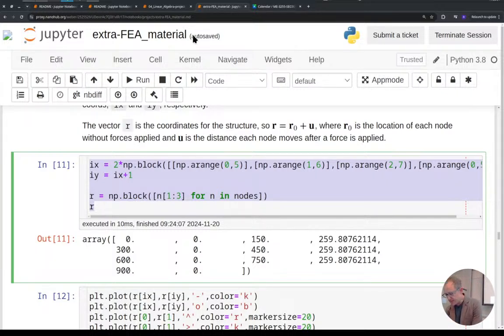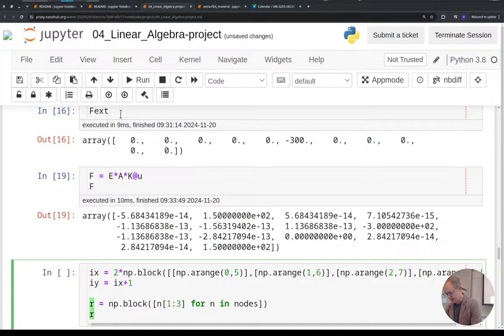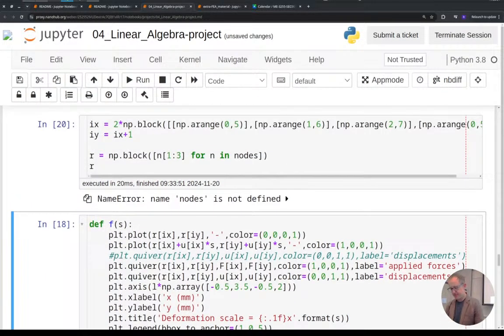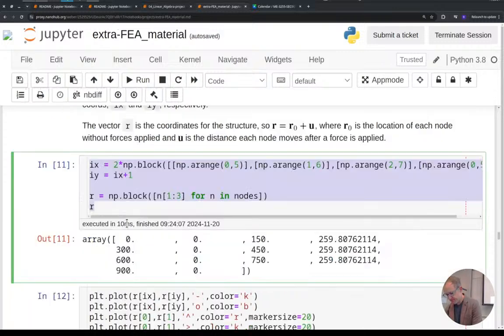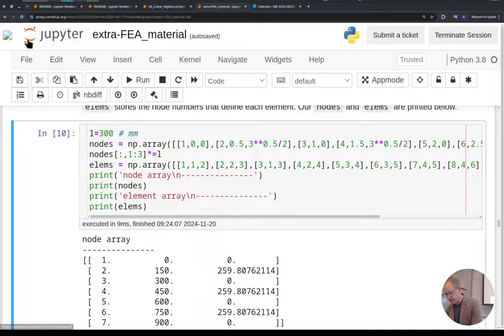So I'll copy this R. Let's put a new cell right above it and say that R is that. And then it tells me nodes is not defined. Well, what the heck is nodes? So nodes is this one. I could grab these two lines, or I guess these 3 lines, because I want L of 300.